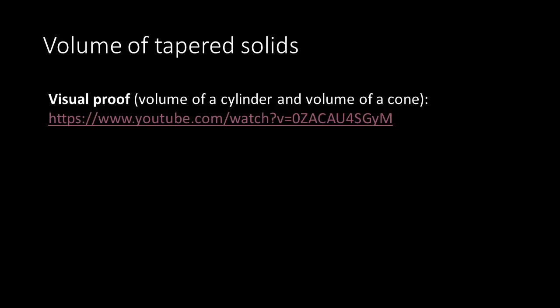If we have a look at the next slide here, I just want you to pause for a second and go have a look at this video. Okay, so hopefully you've watched the video and hopefully it makes more sense as to why the volume is a third. The video would have shown you that 3 cones fit into a cylinder. So if you have a cylinder and a cone with the same radius and height, then the volume of that cone, or the volume of the pyramid, will be a third of the volume of the cylinder or prism.